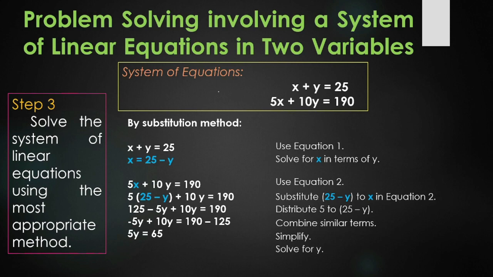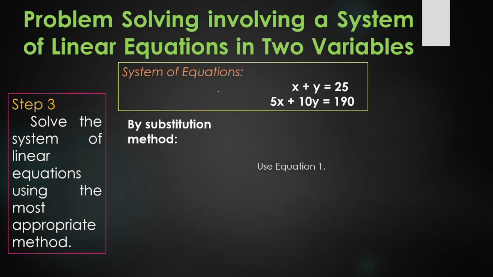Let us solve for y. To solve for y, divide both sides of the equation by 5. So 5y divided by 5 equals 65 divided by 5. 5y divided by 5, the answer is y. And 65 divided by 5, the answer is 13. We have now solved for the value of y, and that is 13.